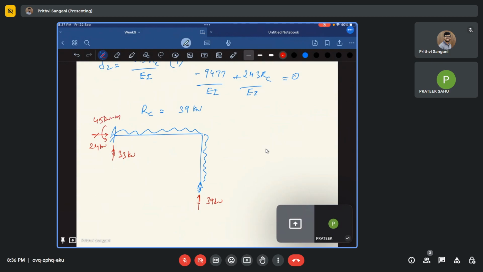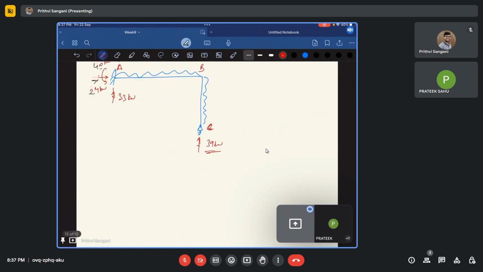So now we have found this using the compatibility conditions. Now what is the question? The question is to find out the horizontal displacement at C. So now you tell me how to find out the horizontal displacement at C. What do we need to do?